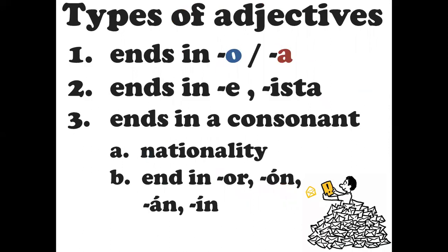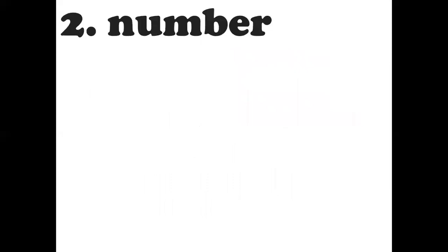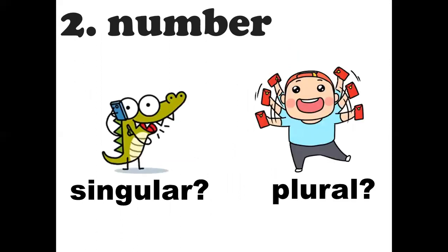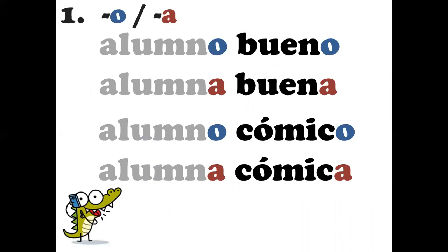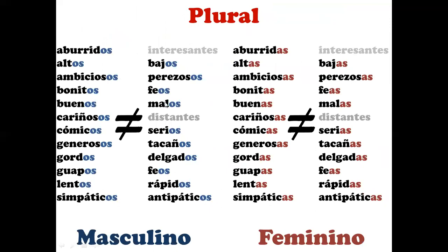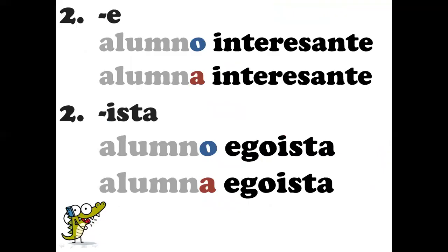All right, so types of adjectives again, looking at number. All of them change for number. Every one of them has a singular form or a plural form. So let's look first at the plural form. We already saw this one, bueno, buena, cómico, cómica. You just add an S, just like you would in the nouns that end in that way. So alumnos buenos. This is the same rule that you use for nouns. If it ends with a vowel, add S. Alumnos buenos. Alumnas buenas.